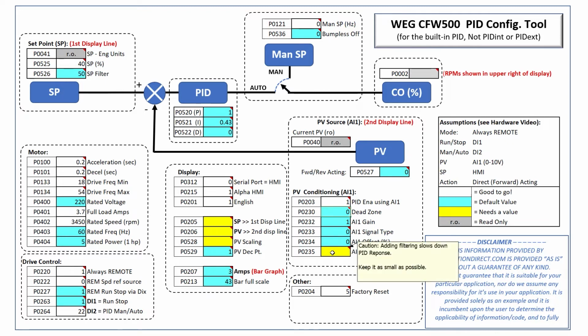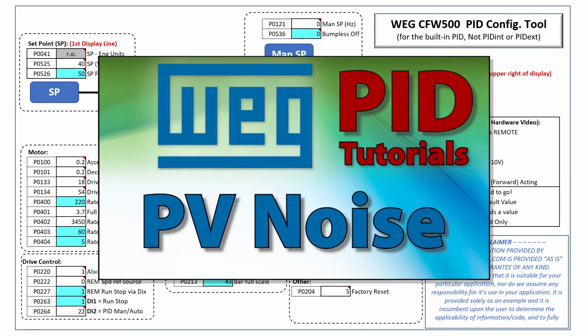I like to add a little filtering on my analog inputs to help reduce noise, but you'll want to keep this as small as possible because it will slow down the PID response. Learn more about noise reduction in this video.